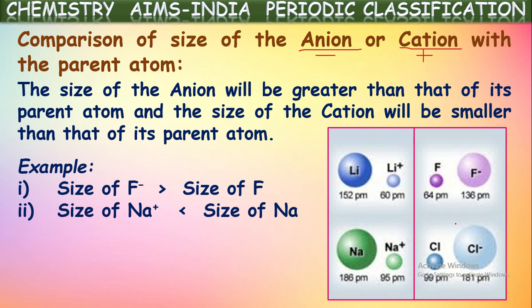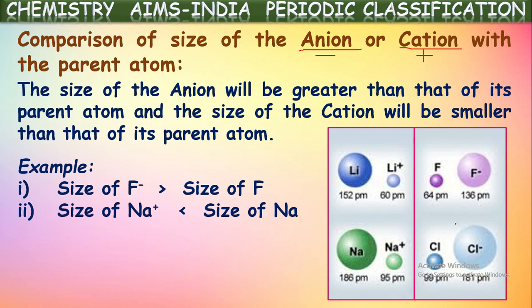This is due to overcoming the repulsions between the already existing electrons and the incoming electron. To overcome these repulsions, electrons move a little away from each other and hence size increases. That's what is said here. The size of the anion will be greater than that of its parent atom.